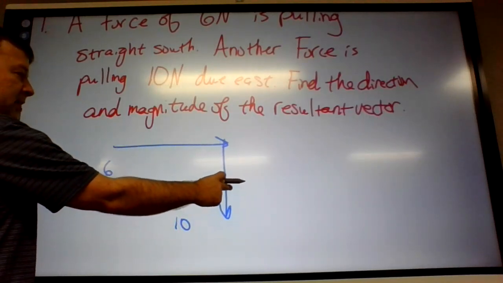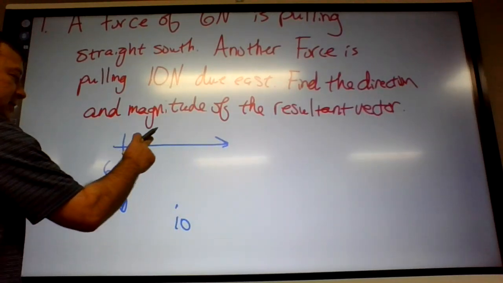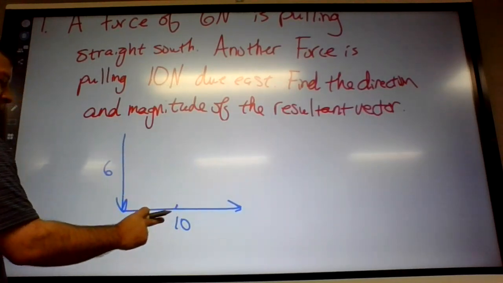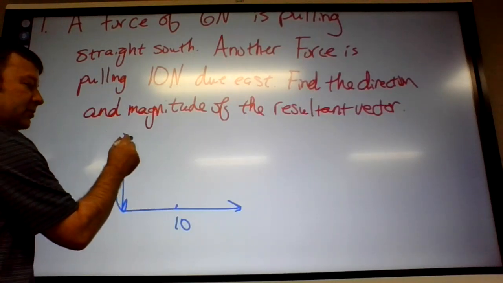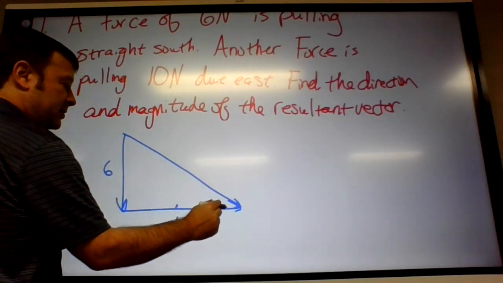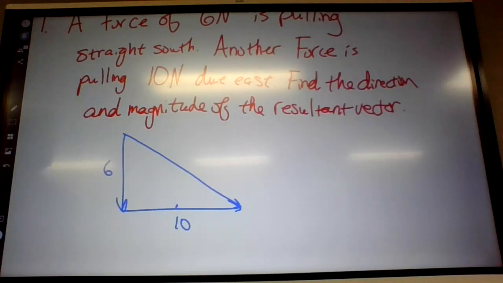You could do this, that would work, but yeah, it would be different. Okay, so the resultant vector would be this vector when you add those two together. What is the magnitude? How would we find the magnitude?